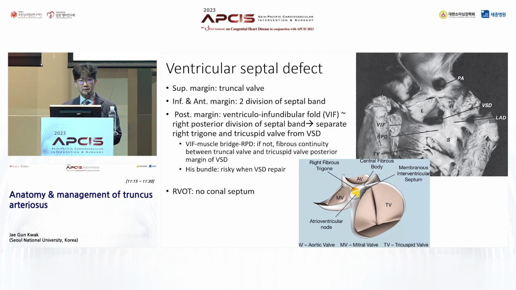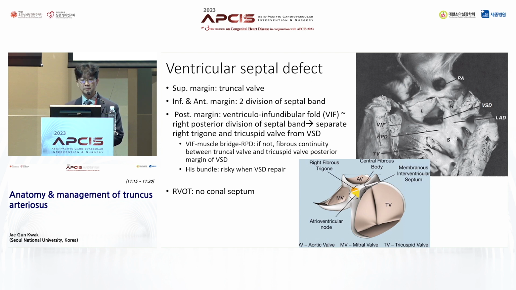About the VSD, the superior margin of the VSD is the truncal valve, and the inferior and anterior margin consists of the septal band, the 2 divisions of the septal band, the anterior limb and posterior extension. Dr. Shingo Kasahara emphasized this structure yesterday in TOF.